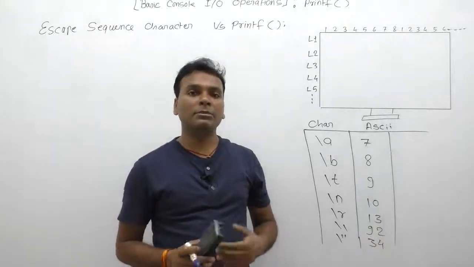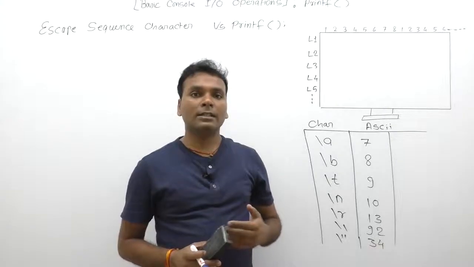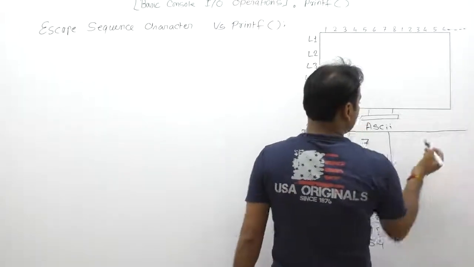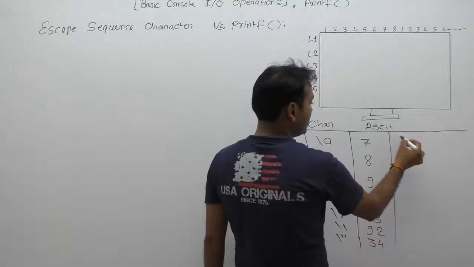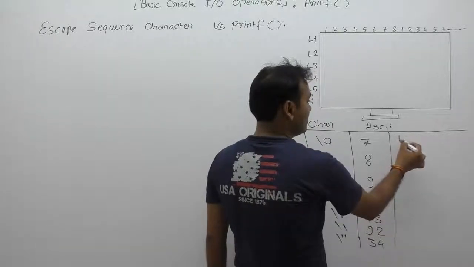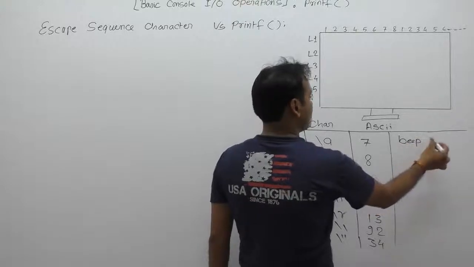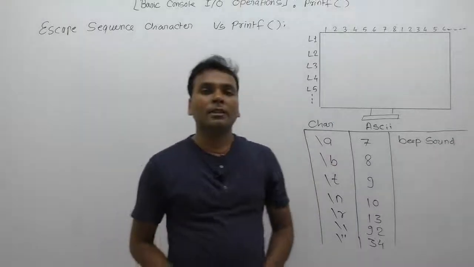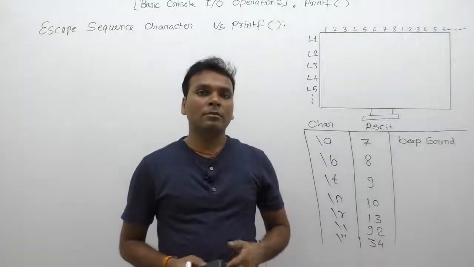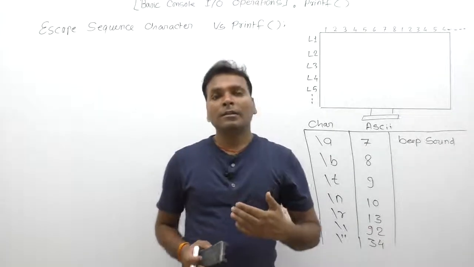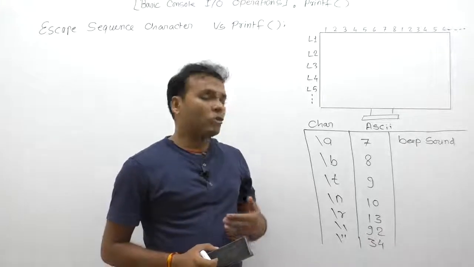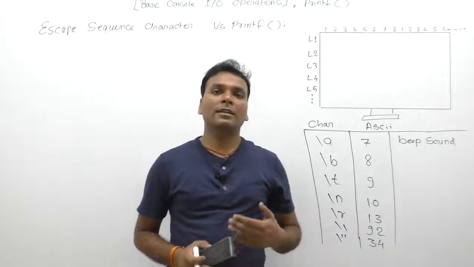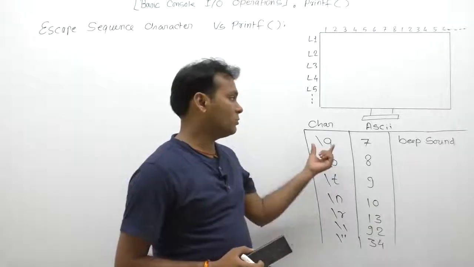As we discussed in previous videos, escape sequence characters have some special meanings or special effects. What is the meaning of \a? It is generally used for generating a system sound or beep. If you want to display an error message with special effects like generating a beep or alert sound to get the user's attention, then you should use \a.